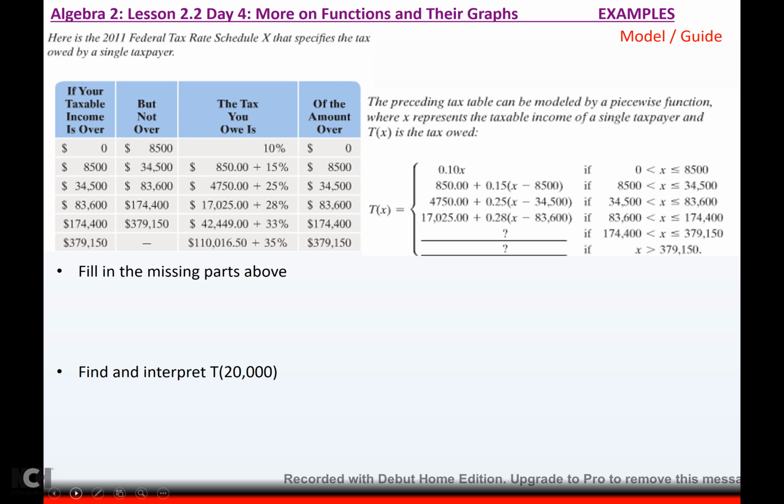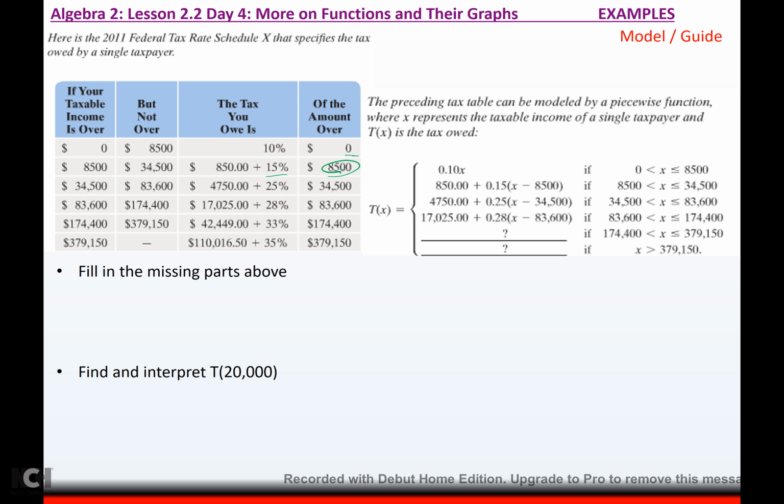Okay, so what this says is if your taxable income is over 0 but not over $8,500, that means you made somewhere between 0 and $8,500, you owe 10% of whatever your income was. Okay, of the amount over $0. If it's over $8,500 but not over $34,500, then you're going to pay $850 plus 15% of however much is over $8,500.